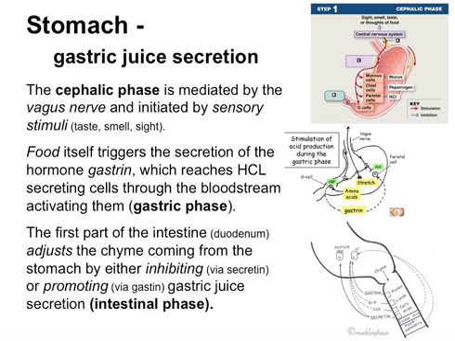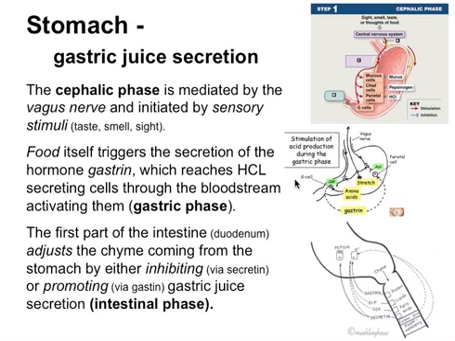And then food itself triggers the secretion of the hormone gastrin, which reaches the cells that secrete the HCl, the hydrochloric acid, through the bloodstream, and so that's actually a hormone, and that's the gastric phase when the food shows up. It's a nice feedback. And then the first part of the intestine, which is the duodenum, adjusts the chyme coming in from the stomach. So after the stomach we go into the duodenum, and it adjusts the chyme coming in by either an inhibiting hormone or a promoting hormone, depending on how much it can handle. And so that's also working with that digestive process within the stomach. That's known as the intestinal phase.